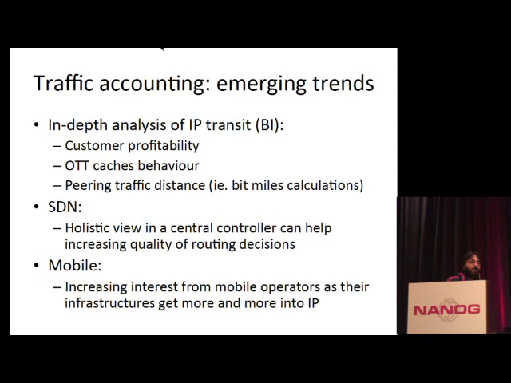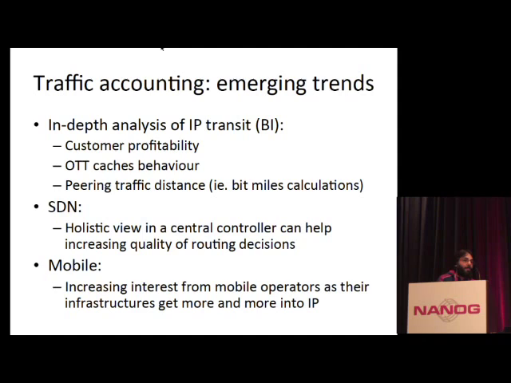And then the third thing is peering traffic distance, or bit-miles calculations. What I see is an emerging trend that is going most likely under the hood, because I haven't seen many presentations about it yet at conferences or peering forums. Ratios are mattering a little bit less, and there is much more interest in the volume of traffic exchanged, but also how deep this traffic travels into my backbone. So how much I'm paying in terms of backbone to deliver the traffic from, for example, a content provider.